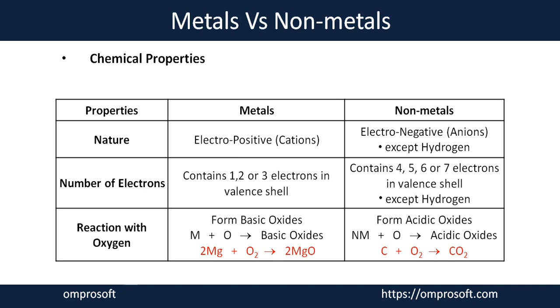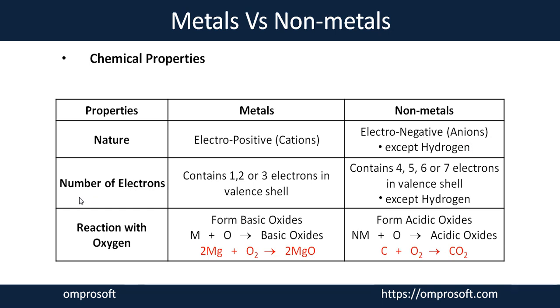But if we discuss non-metals, non-metals are electronegative in nature, which is also called anions. Because whenever non-metals take part in a chemical reaction, they always gain electrons, except hydrogen, because hydrogen is the only non-metal which is electropositive in nature. The rest of the non-metals are electronegative in nature because they are always ready to gain electrons and are called anions.